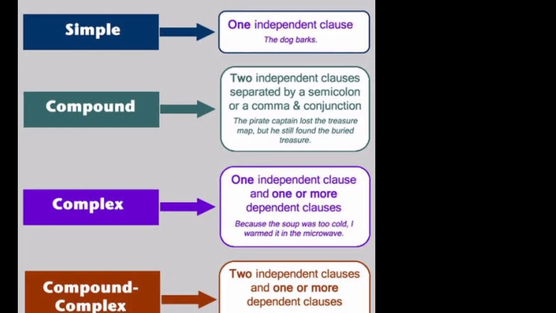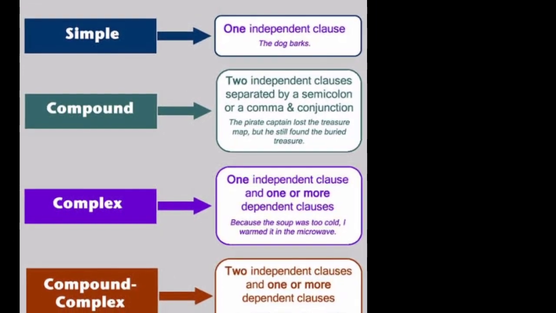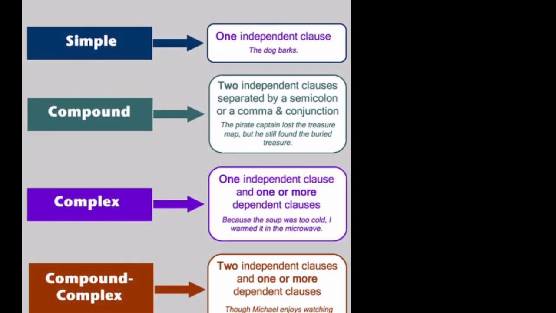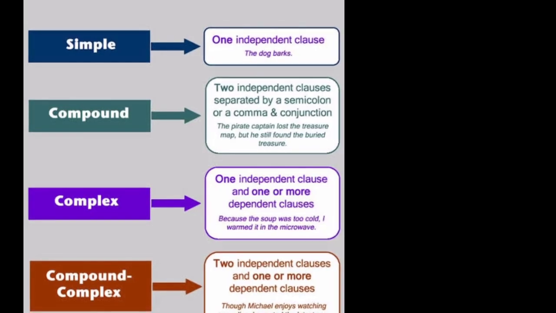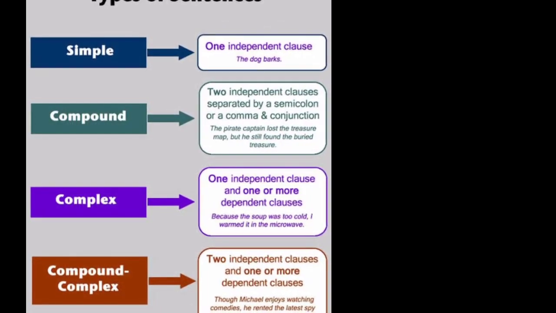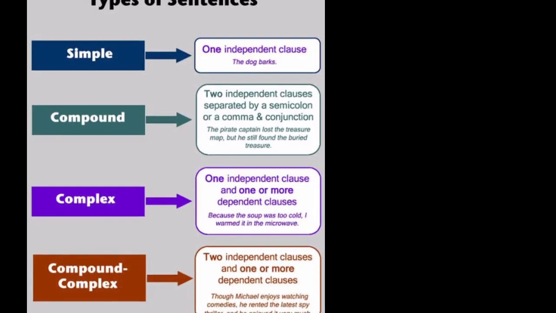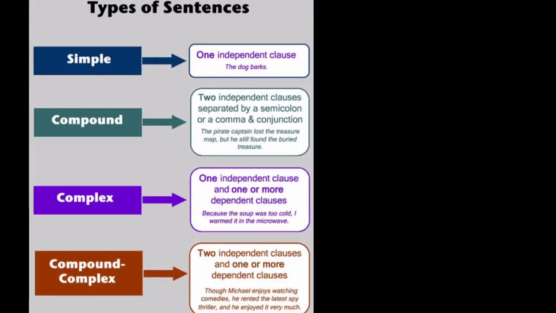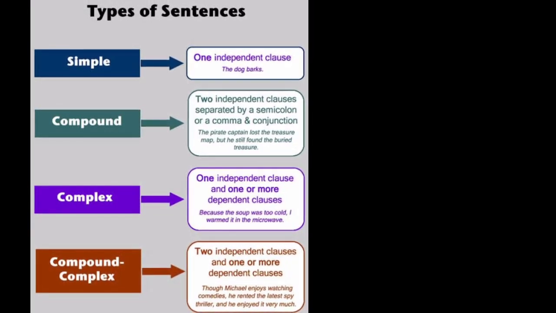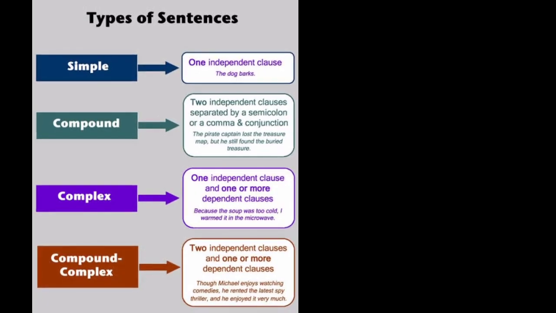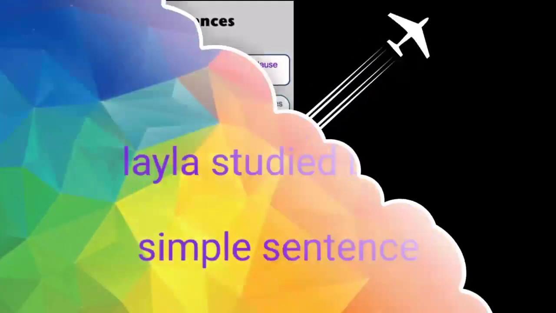So you need to understand very clearly. Simple: there has to be one tense verb and it should be a complete independent clause. Complex: there has to be one dependent and one independent clause. Compound: there have to be two independent clauses connected with a conjunction. And compound-complex: two independent clauses connected with two or more dependent clauses. So let's have different examples so you can understand very clearly.